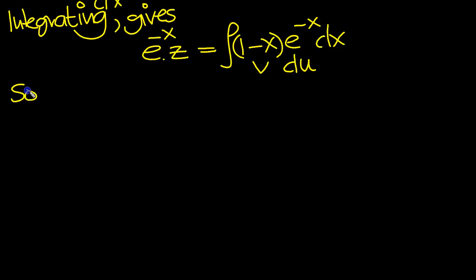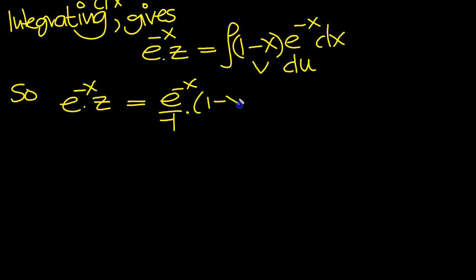So e to the minus x times z is equal to, okay, so it's uv. So u is e to the minus x over minus 1 when you integrate that, times v, 1 minus x, minus the integral of u, e to the minus x over minus 1, changes that to a plus, times the v dx. And when you differentiate these two terms, that goes to 0, this goes to minus 1. So we've got a minus 1 here, times dx.